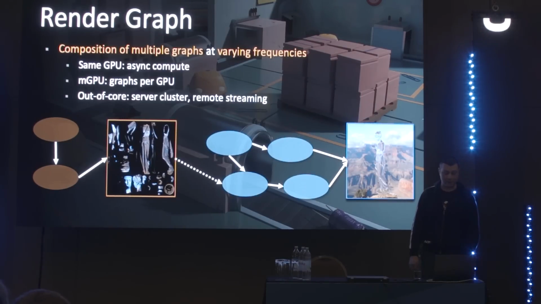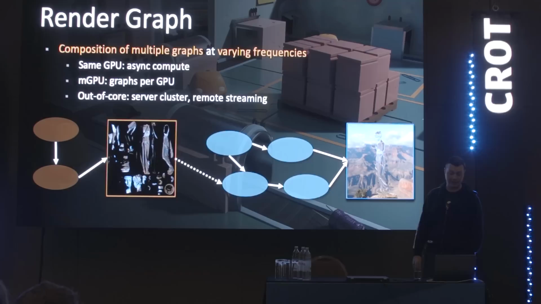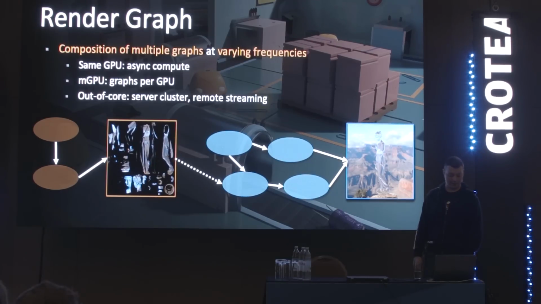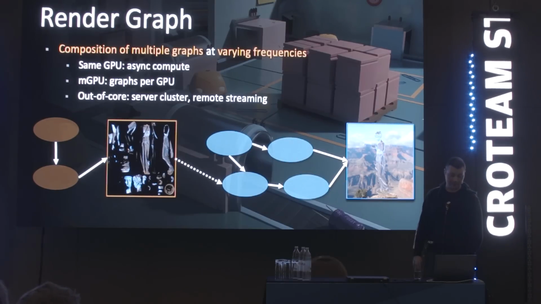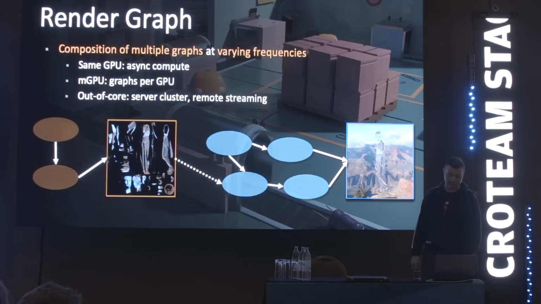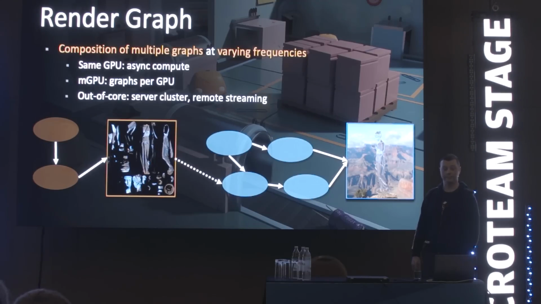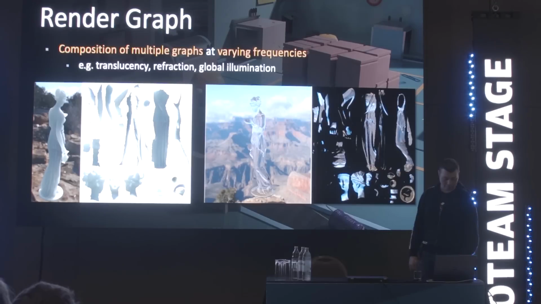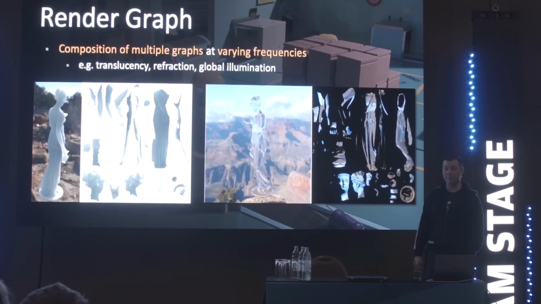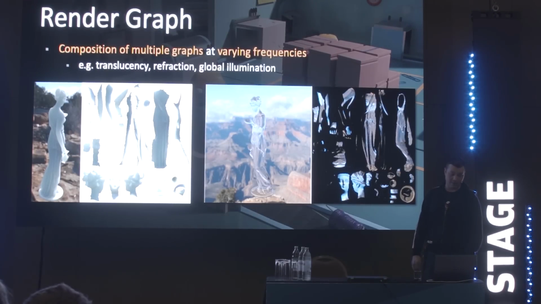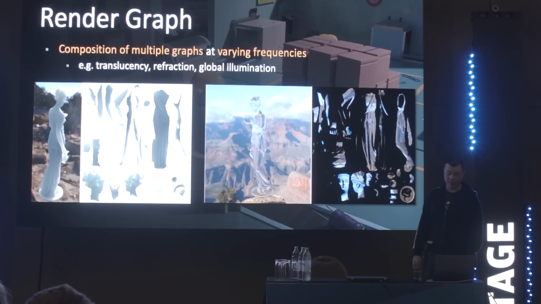Render graph supports composition of multiple graphs at varying frequencies. These graphs can run on the same GPU, such as async compute. They can run with multi-GPU with a graph on each GPU, and they can even run out of core, such as in a server cluster or on another machine streamed remotely. There are a number of techniques that can easily run at a different frequency from the main graph, such as object space translucency and reflection, or our circle-based global illumination.